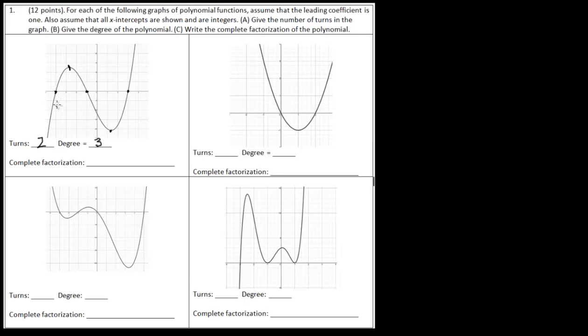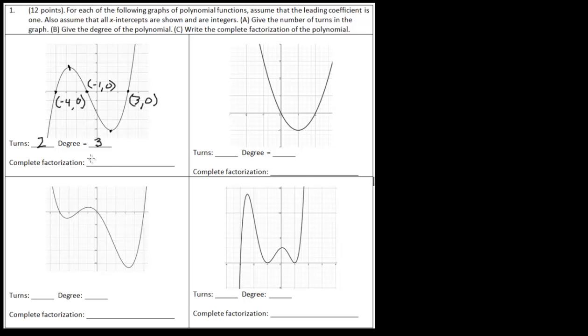Okay, so this first intercept here is -4, 0. This intercept here is -1, 0. And so this intercept is 3, positive 3, 0.